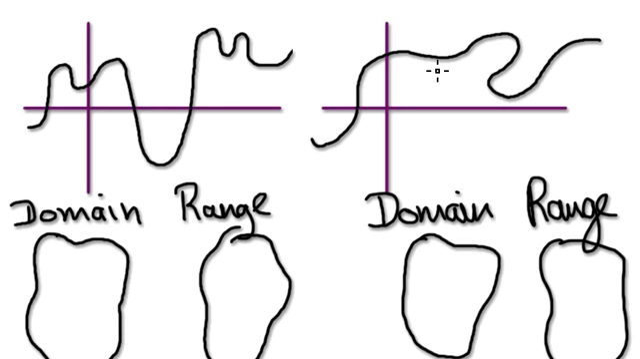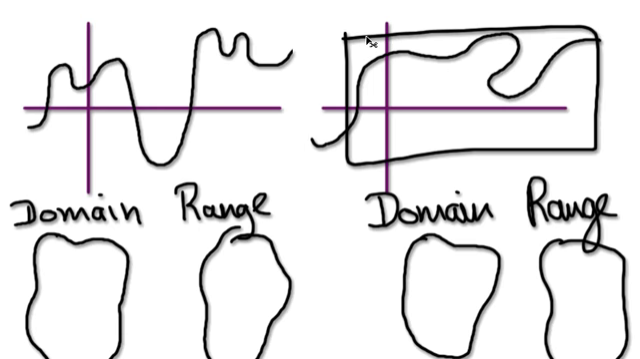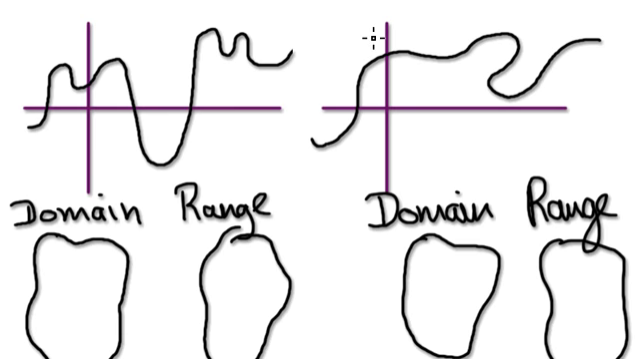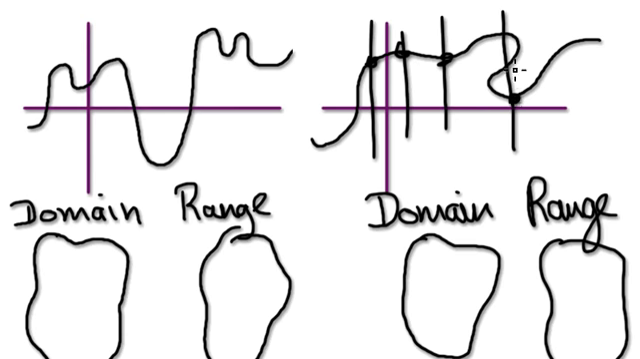This one on the right-hand side, if you draw a vertical line here, so far so good, so far so good, so far not so good. Here you've got 3 points. So this is not a function.